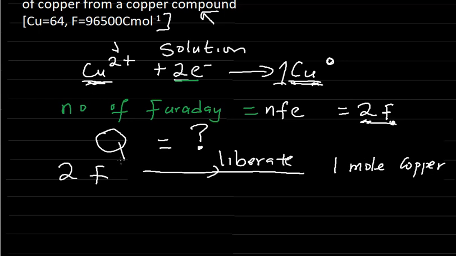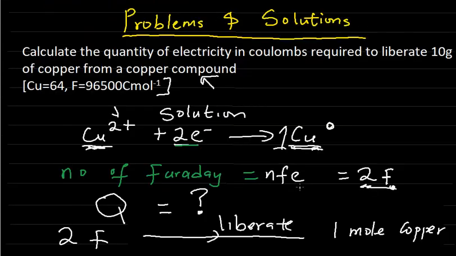Now I want to know the quantity of electricity, Q. So Q, which is unknown, is used to liberate, and we now go to what was given, because we are asked to find the quantity of electricity that is used to liberate 10 grams.